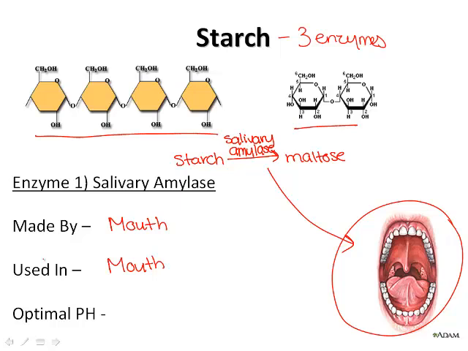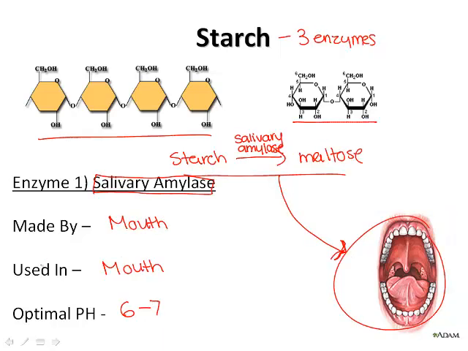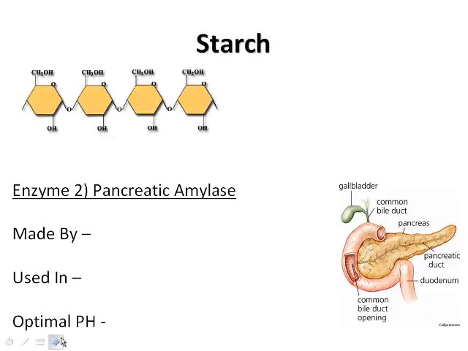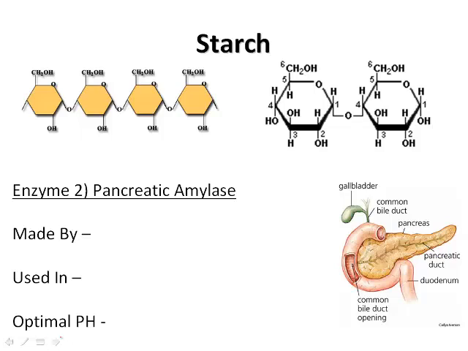The optimum pH for salivary amylase to function is 6 to 7, which is the pH of our mouth. Now, not all starch is broken down in the mouth. Starch can also go to the stomach and then to the small intestine before the starch or the maltose is broken down further. We will move on to our second enzyme for starch, which is pancreatic amylase.